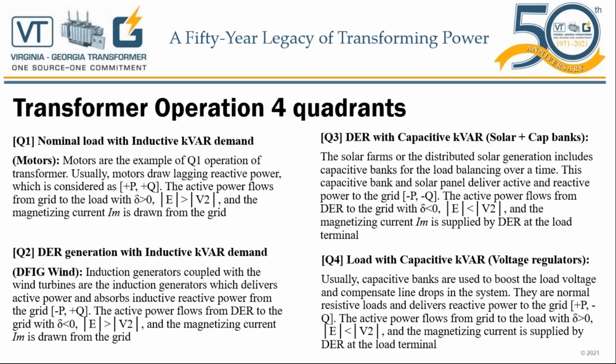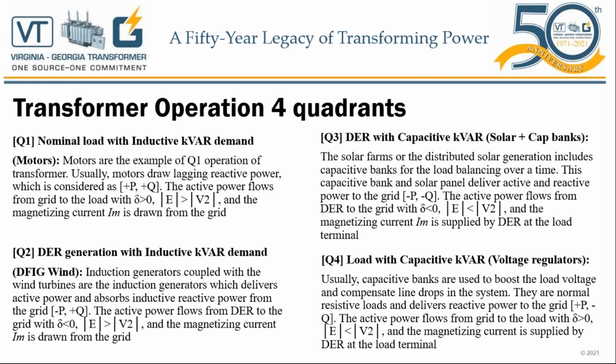Having said that, coming back to the four quadrants, Q1. Q1 is the nominal load with inductive kVAR demand. As an example, motors. Motors are a good example of this Q1 operation here. Usually, motors draw lagging reactive power, which is considered as, you can see here, plus P and plus Q. The active power flows from grid to the load with the phase displacement greater than 0. And the magnetizing voltage E is greater than V2. And the magnetizing current IM is drawn from the grid.